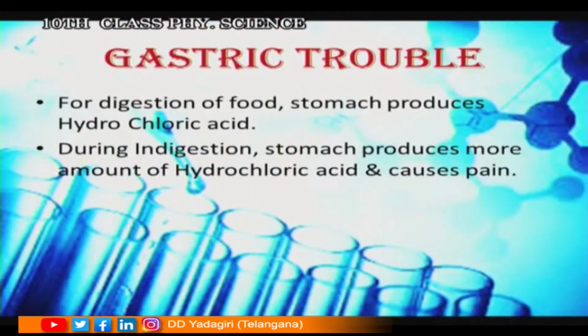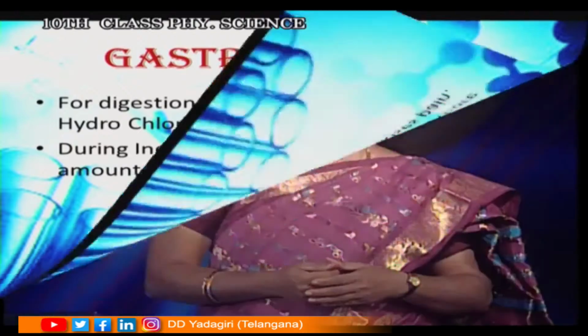Another common example of the pH importance is when we have gastric trouble. Children, in your family, you might have seen people suffering from gastric trouble. For digestion of food, the stomach produces hydrochloric acid, but when you suffer from indigestion, the stomach produces more hydrochloric acid and causes pain. So, to reduce this gastric problem, we use antacids or mild alkali.